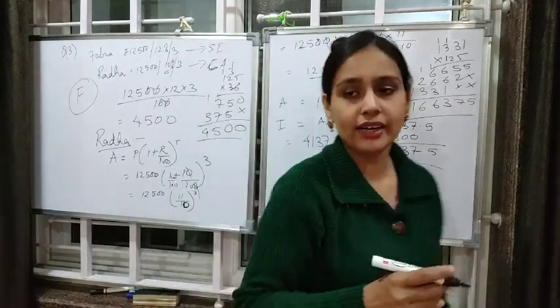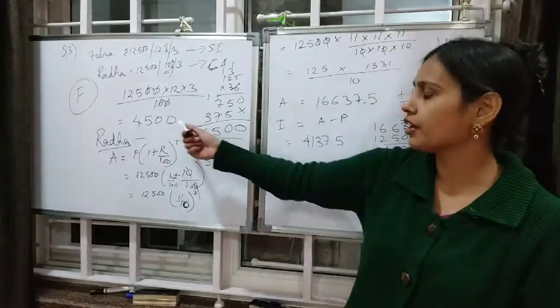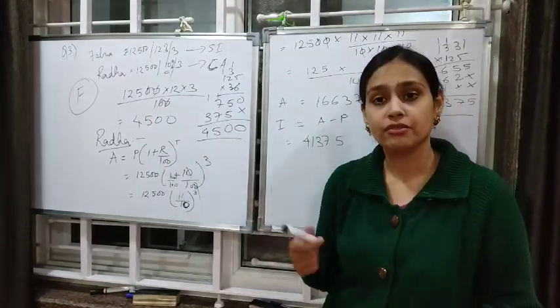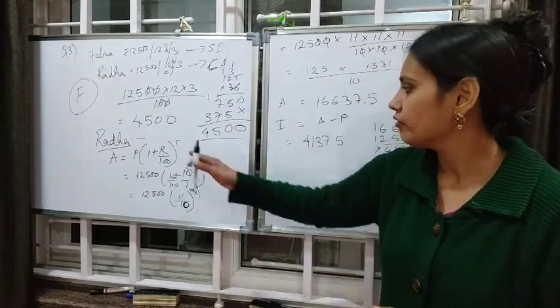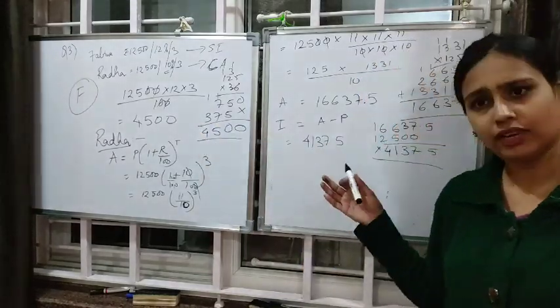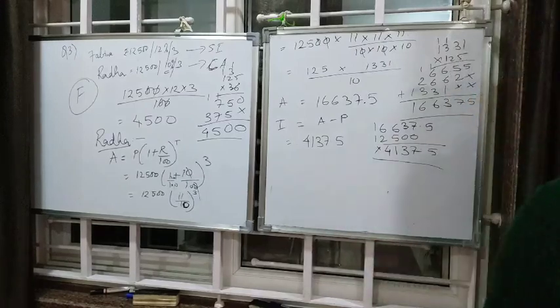So who's paying more interest? 4,137.5 or 4,500? Fabina is paying more interest, and by how much? We'll subtract the two interests and we'll come to know. Okay, very simple kind of a question.